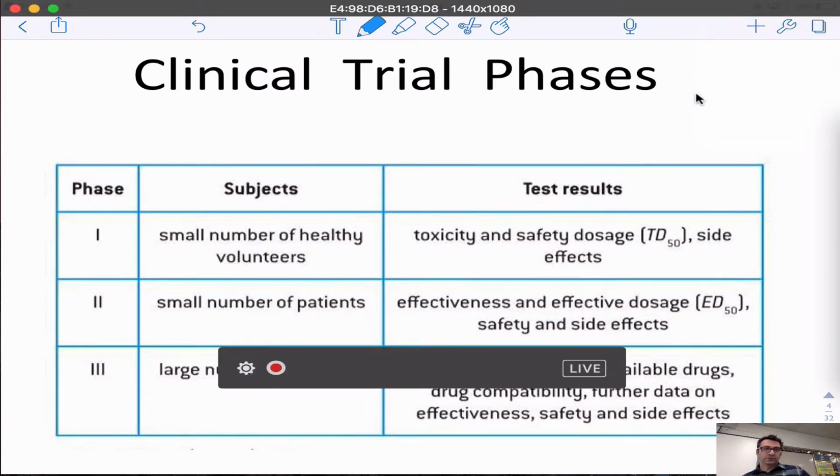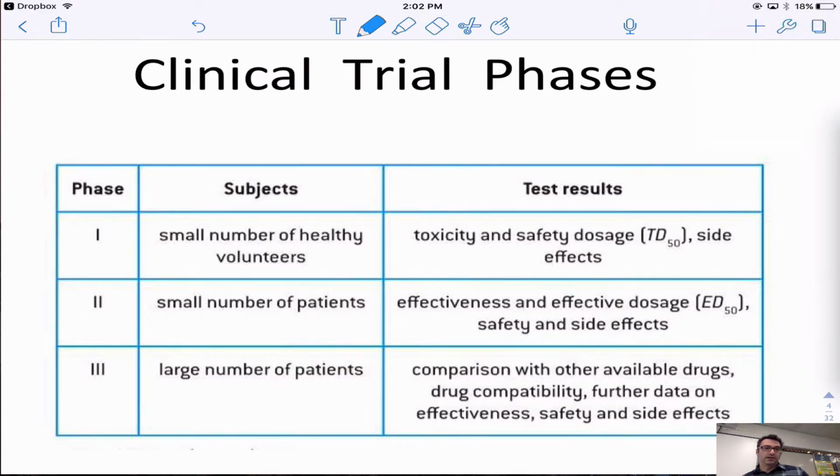So the first stage is this small stage, and then they'll move to the next stage where they'll have actual patients. A difference between phase 1 and phase 2 is that in phase 1 it's generally healthy volunteers. They're just making sure that the drug really isn't that toxic. And then they'll use a small number of patients, and with the patients they're looking to see if the drug is actually effective, and they're testing again for safety and side effects.